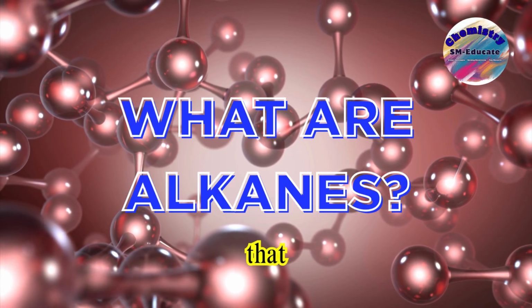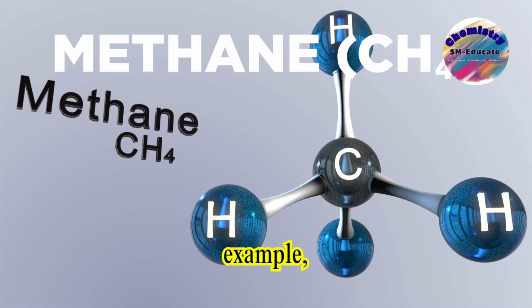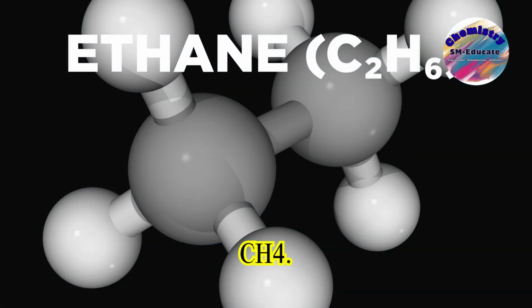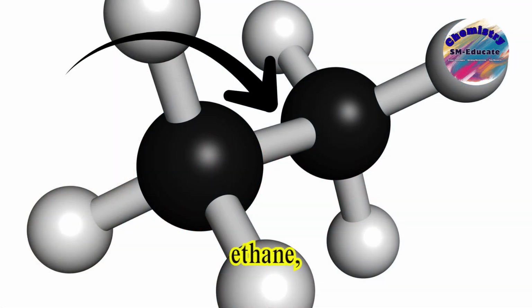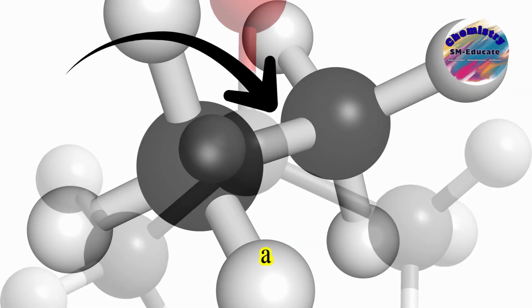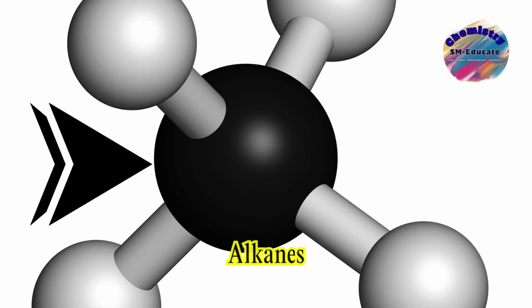Alkanes are hydrocarbons that contain only single covalent bonds between carbon atoms. For example, methane, CH₄, ethane, C₂H₆, propane, C₃H₈. Let's look at ethane, C₂H₆. Notice that the two carbon atoms are connected by a single bond. This is the characteristic feature of alkanes. Important point: alkanes are called saturated hydrocarbons because they contain the maximum number of hydrogen atoms.